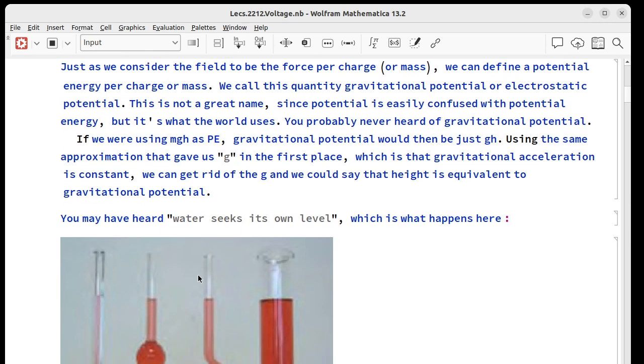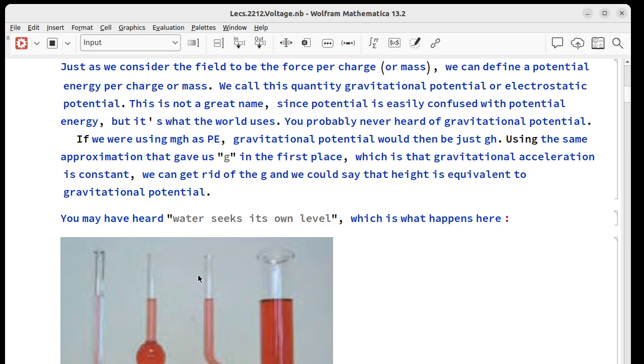Now, we can consider the field to be the force per charge. We can also define a potential energy per charge or per mass. We would call this the gravitational potential or the electrostatic potential, depending on which one we're talking about. But that's not really a great name for it because it's very easy, especially in the beginning, to confuse potential with potential energy. Unfortunately, that is the correct term for it, the potential.